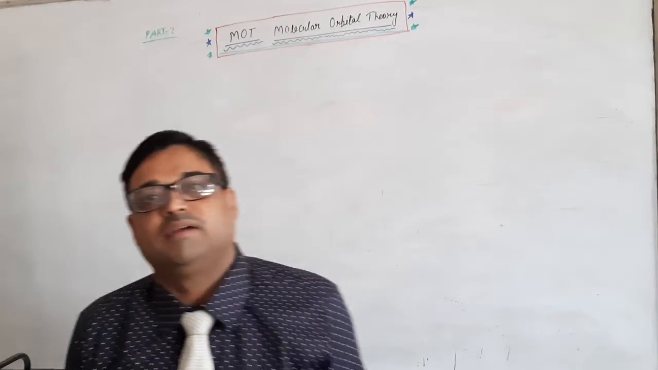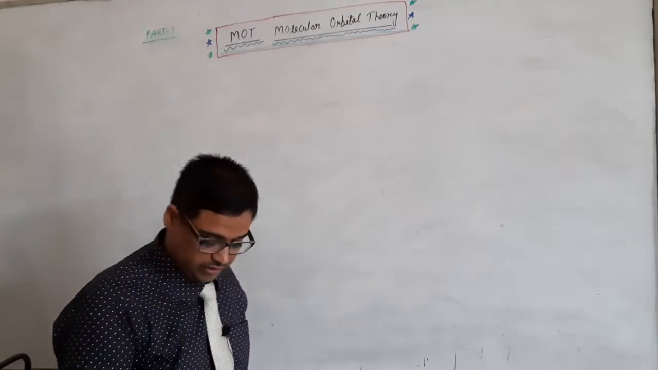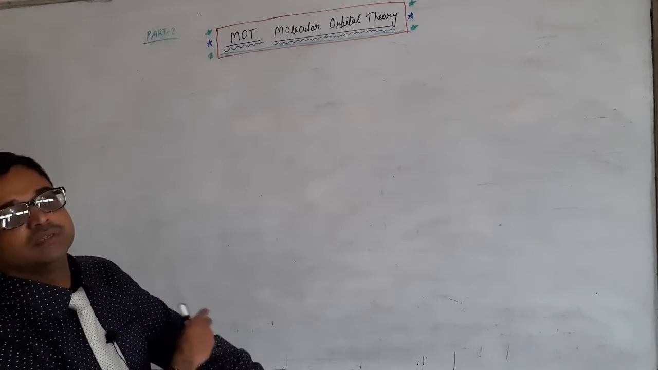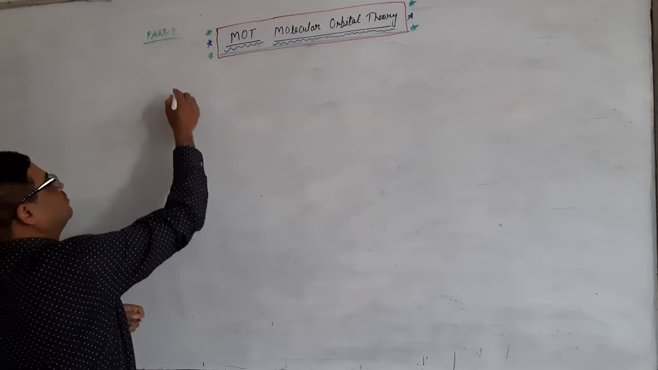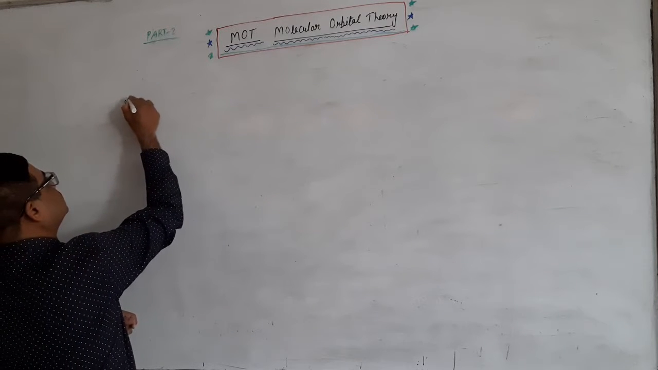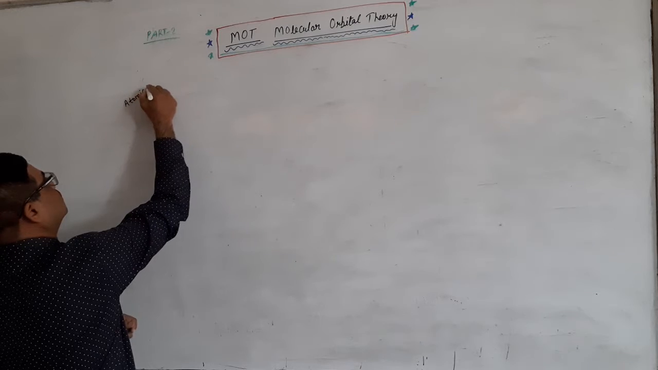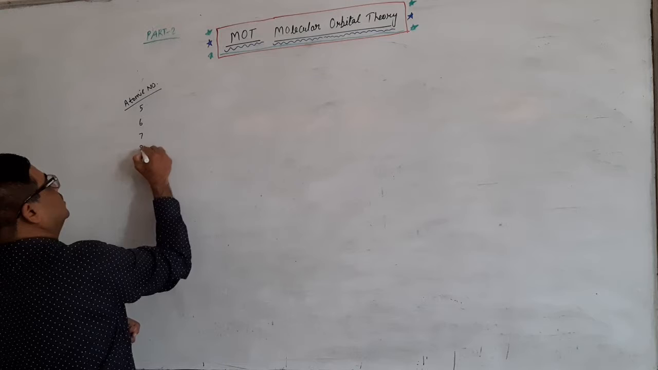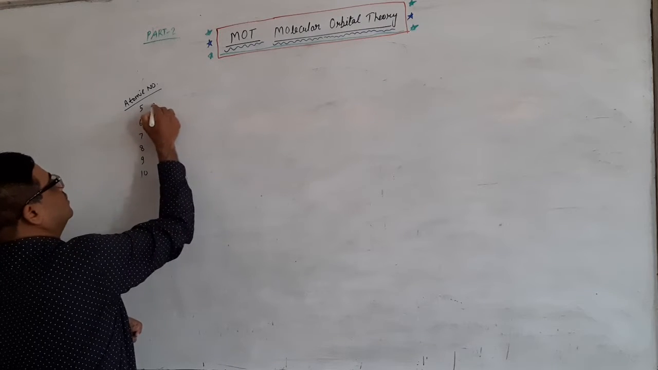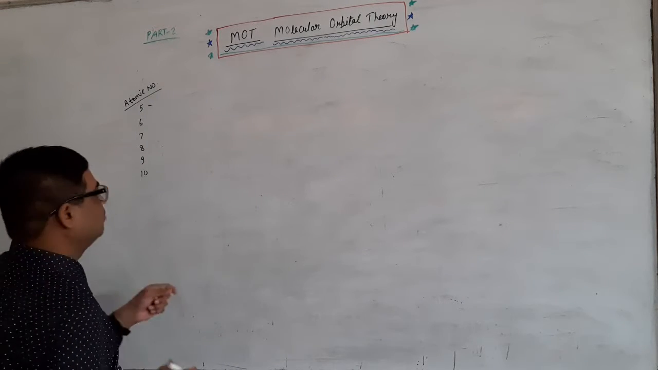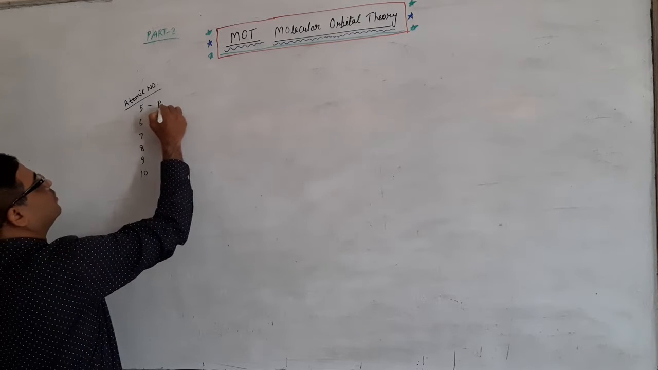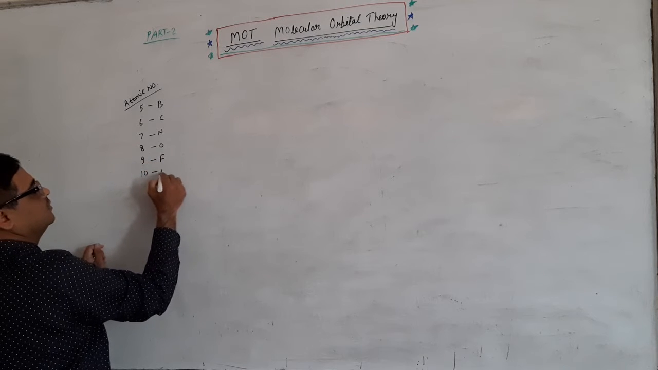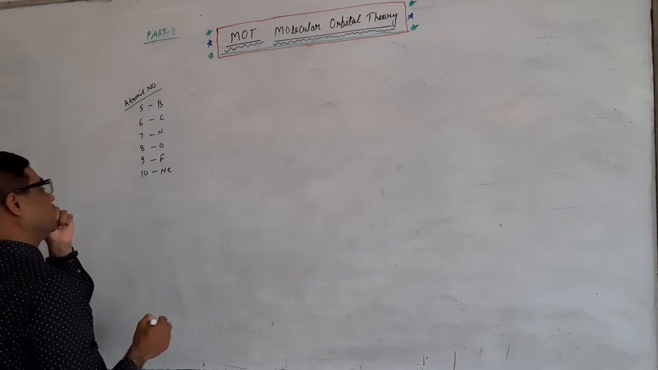Hello everyone, welcome to part 2 of molecular orbital theory. Today we will discuss the MO diagrams of atomic numbers 5, 6, 7, 8, 9, 10. Can you tell me the names of these atoms? Boron, carbon, nitrogen, oxygen, fluorine, neon. Okay.